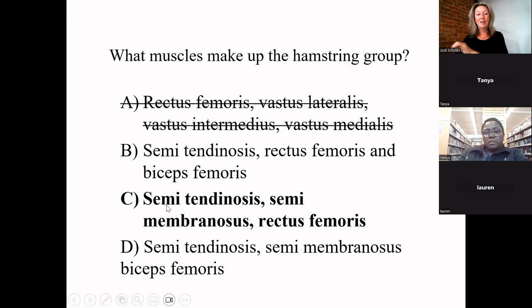Ready? Am I wrong? I think I highlighted the wrong one. The semi-sisters and biceps femoris. I did it wrong. See, look, even I can get confused. Rectus femoris is a quad. The correct answer is letter D. Yes, semi-sisters, big brother bicep. I like that chart. Big brother bicep.